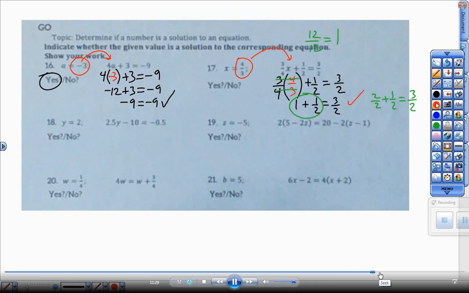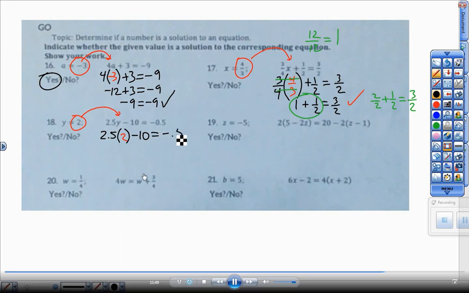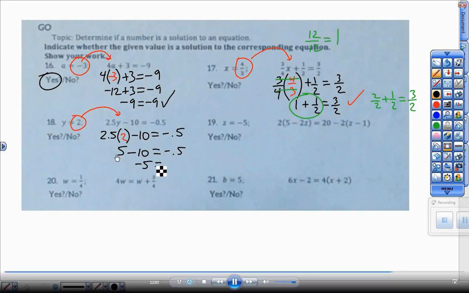All right, 18. Plug in 2 in for y. So that gives me 2.5 times y, which is 2, minus that 10, equal to -0.5. This 2.5 times 2 gives me 5. 5 minus 10 gives me -5. That is not the same as -0.5. That's a no.